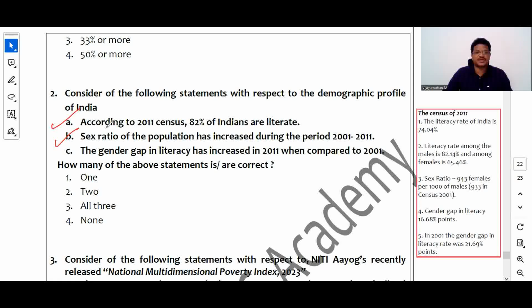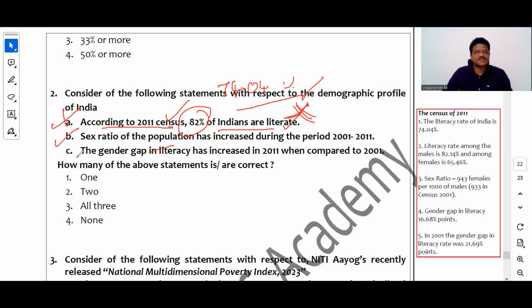Ippudu manam statement A chuste, according to census 2011, 82% of the Indians are literate, which is a wrong statement. Why? Because our literacy rate is only 74.04% in 2011 census. So this one is a wrong statement.